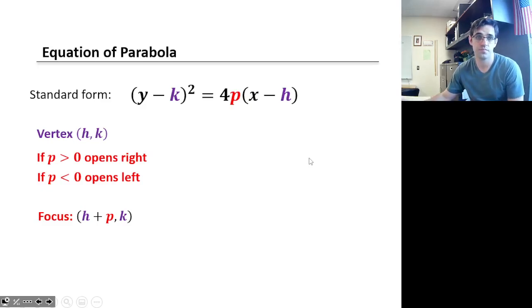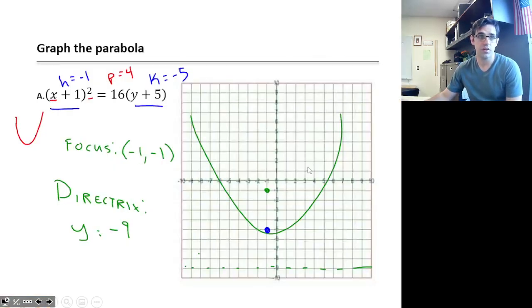focus. Here's some examples. So the vertex, x is -1, y is -5, so that blue dot is our vertex. Our p-value is 4, so it tells us two things. It tells us, one, that this parabola opens up, and two, that if I go from my vertex and I count 4 up, well, that's going to be where my focus is. And that's all you need to know how to do this assignment.